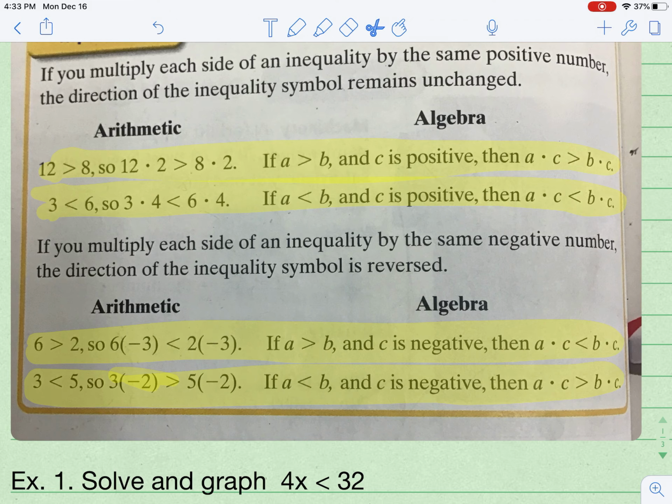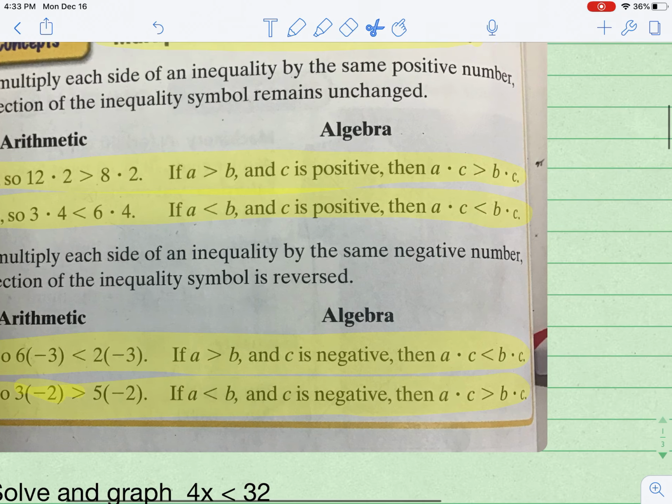So with negative numbers, if you multiply or divide across the inequality by a negative number, you are going to flip the way that sign is. So if it's a less than, it becomes a greater than. If it's a less than or equal to, it becomes a greater than or equal to. Okay?